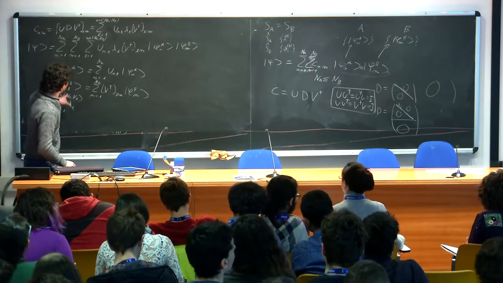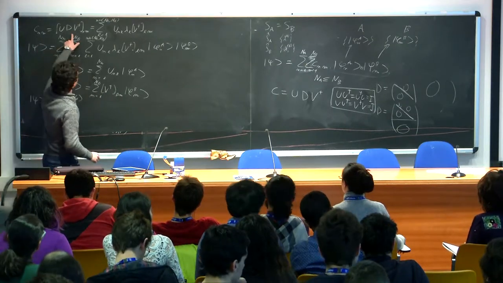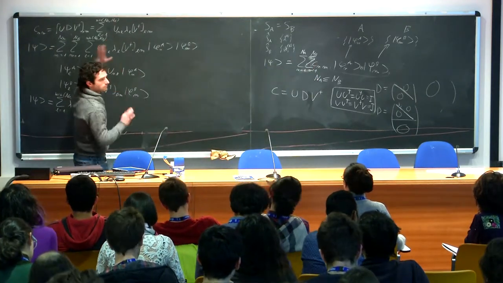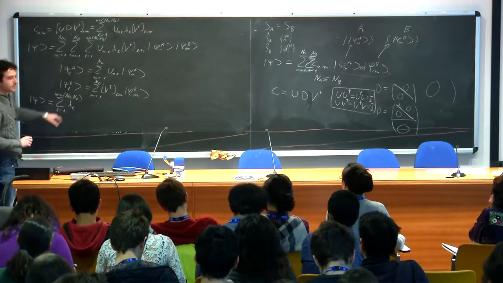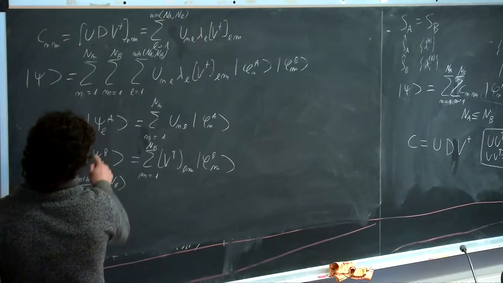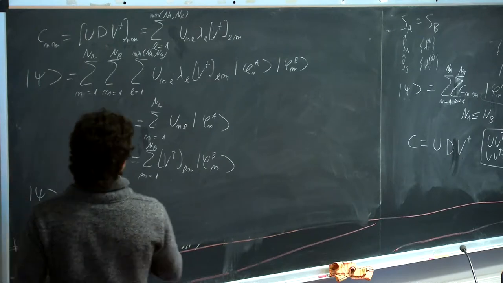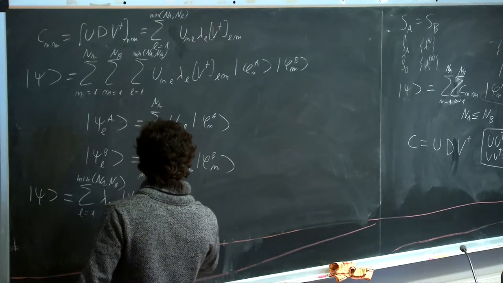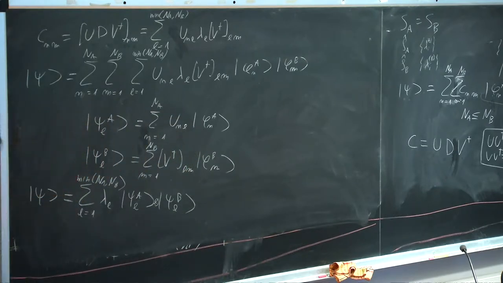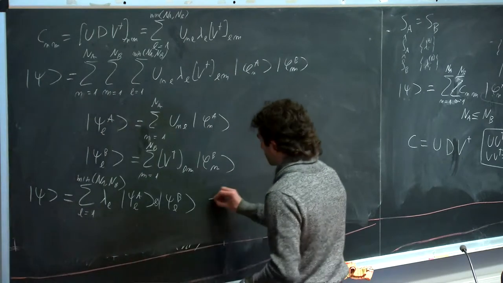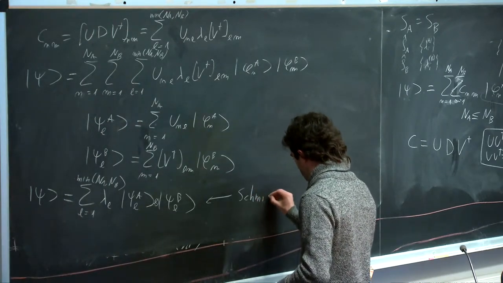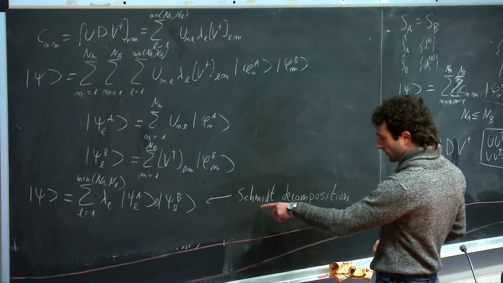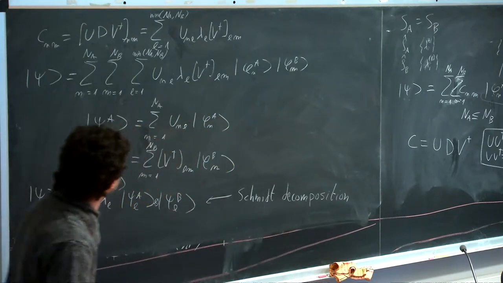Sorry, I'm trying to follow your derivation to the first general step. This one? Okay, if this is okay, now we are using this, and I'm replacing C by this expression. So now we have psi, which is equal, if you use this as a new definition of the new vectors of the basis, to the sum of lambda L times psi LA, psi LB. This is called the Schmidt decomposition. I hope it's the correct one.